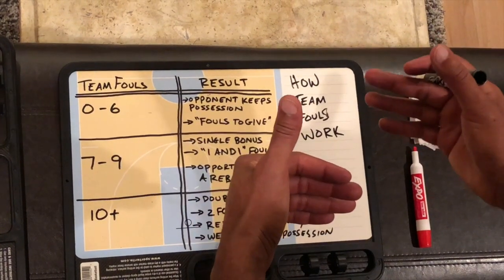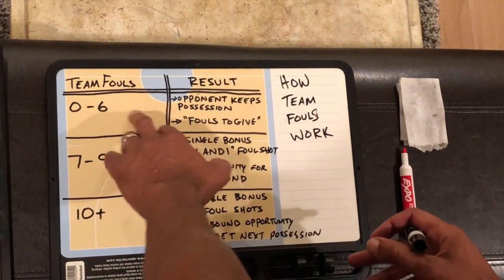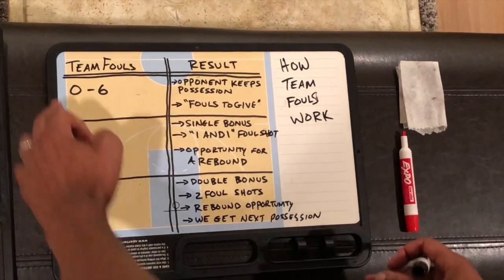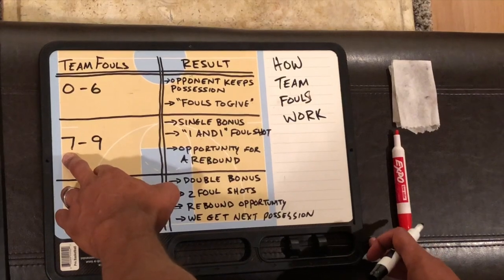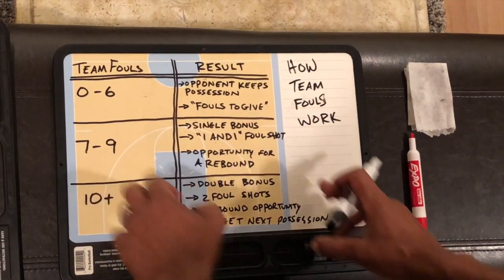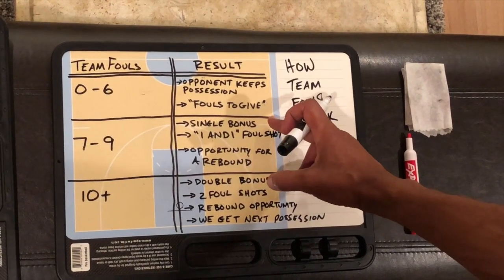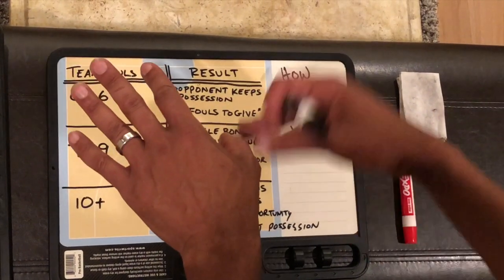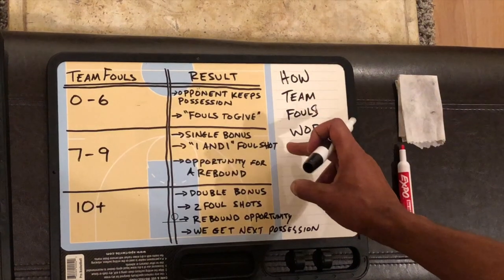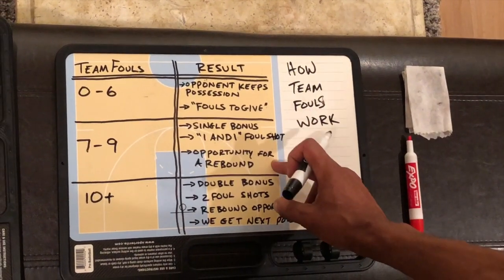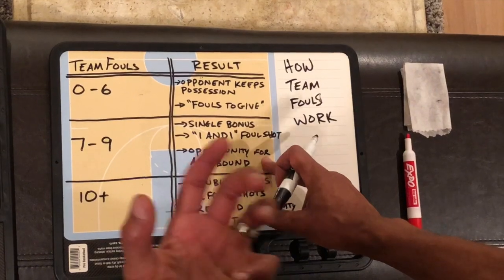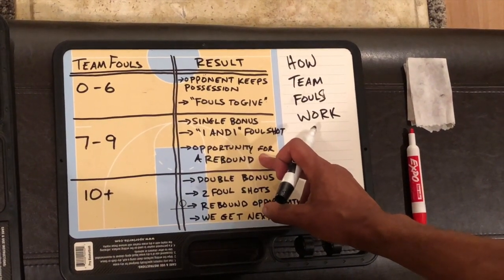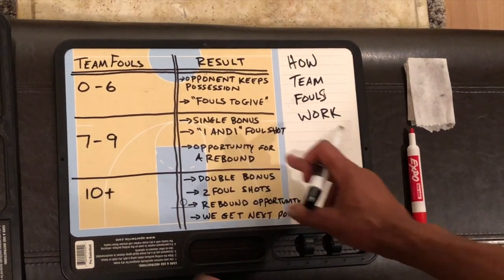Basically, a foul to give is a chance to foul the other team without them getting into a foul shooting situation. Now, on the 7th team foul, so team fouls 7 through 9, it's called the single bonus situation. Typically a 1-and-1 foul shot happens. If they make the first shot, they get an opportunity for a second shot. So this is the beginning of potentially giving ourselves an opportunity to get another possession, because on a 1-and-1, you have the opportunity to rebound the ball if it's missed on that first shot.